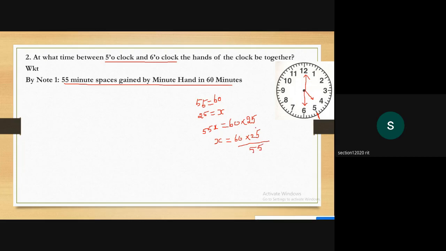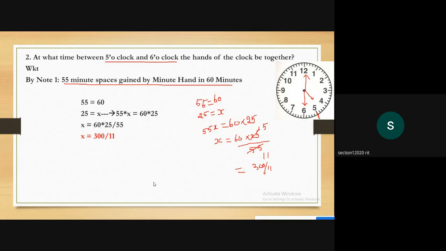Again, you try to simplify it. Here it comes 5, here it comes 11. So 60 into 5, what is the value of 60 into 5? I can write 300 divided by 11. So let us verify whether that is correct. Yes, you can see 55 is equal to 60, 25 equal to x. If I simplify 60 into 25 divided by 55, the value would be 300 by 11.